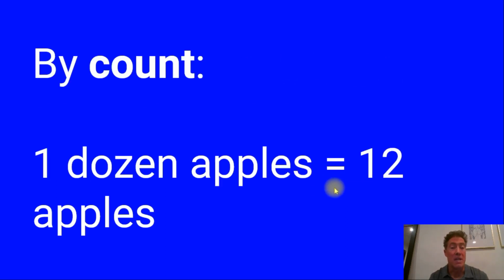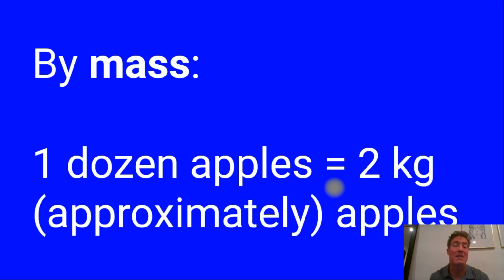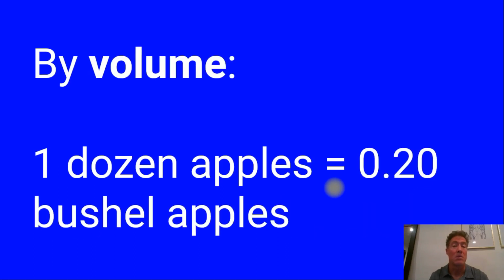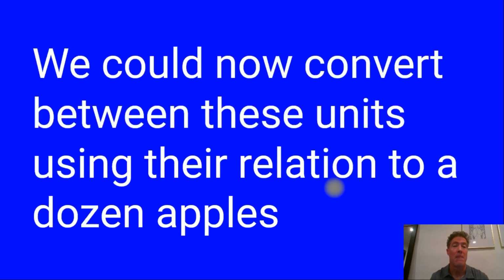So by count, a dozen apples equals 12 apples. By mass, a dozen apples equals 2 kilograms, approximately. A dozen apples equals 2/10 of a bushel of apples. And so we can now convert between these units using their relationship to that common term, the dozen apples.